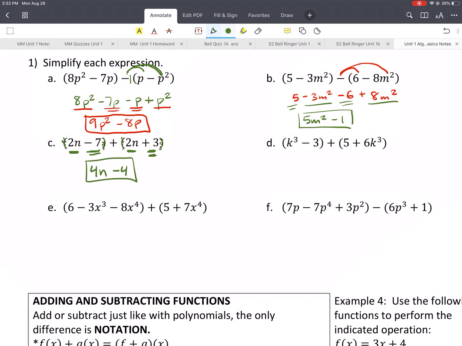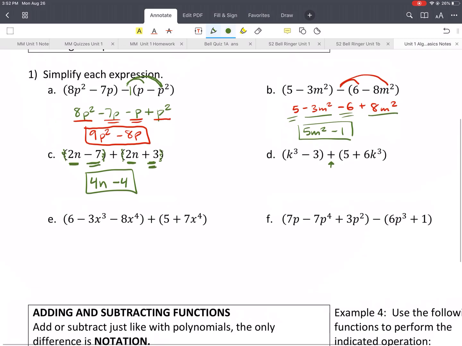Okay, D. Again, we look at the sign between the polynomials. Here it's a positive, so we don't need to distribute, and we can just combine like terms. Here's a k to the third and a k to the third. Add those together, we get 7k to the third. Then we combine the next highest exponent, which is the constants. Negative 3 plus 5 is 2.